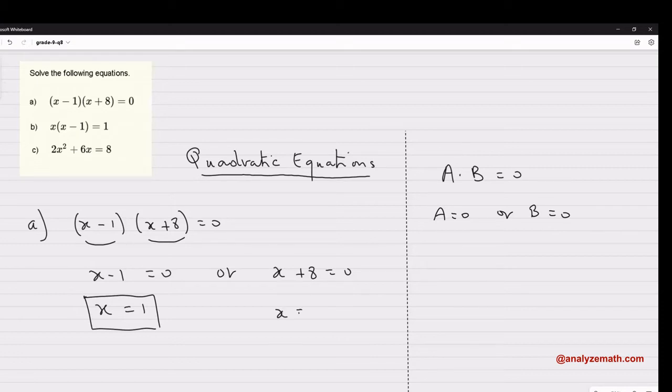And the second solution is when you solve this equation here, it gives you x equals negative 8. So this is very straightforward, very simple to solve. Remember, you need to have 0 on one side, either to the right or to the left side, as long as the expression is equal to 0.